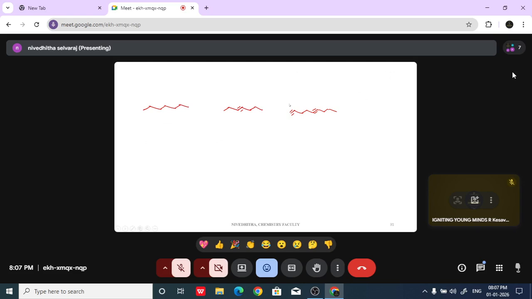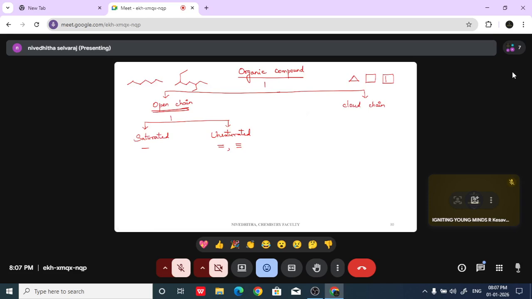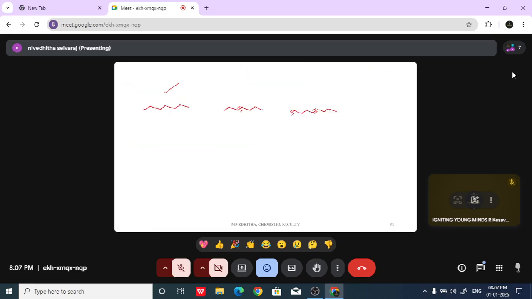Among these, could you please tell me which is saturated? First one, because we have only sigma bonds over here. Here we have a triple bond, so definitely both of these compounds are unsaturated, right? So just by seeing the structure, we can identify whether the compound is saturated or unsaturated.